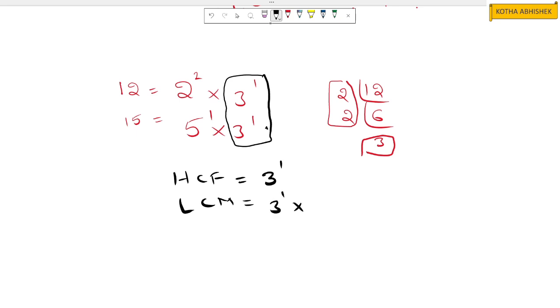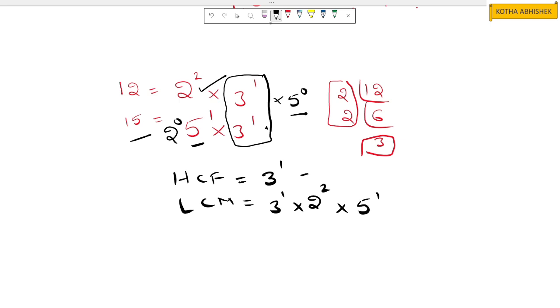3 power 1 into, in the extra numbers also we need to check. Now here 2 power 2, whereas in 15, 2 power is not there. So it means 2 power 0 will be there. So 2 power 0 and 2 power 2, the biggest we will take for LCM, so it is 2 power 2. Into, here 5 power 1 is there, whereas in 12, 5 power 1 is not there. So I am writing it as 5 power 0. Then out of 5 power 1 and 5 power 0, 5 power 1 is biggest. So for the LCM we will take 5 power 1.